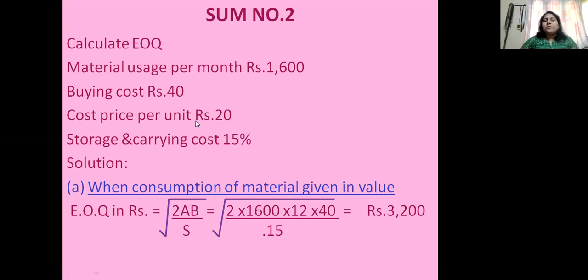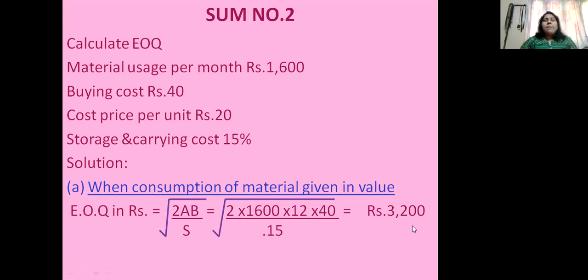40. C is cost per unit, and S is storage carrying cost. But as for this problem, when the material usage is given in rupees, I follow the formula root of 2AB divided by S. So 2 into 1600 into 12 into 40. S alone will come in this calculation because the usage is given in rupees. So 0.15. Simplify this, and after getting the answer, press the root sign.